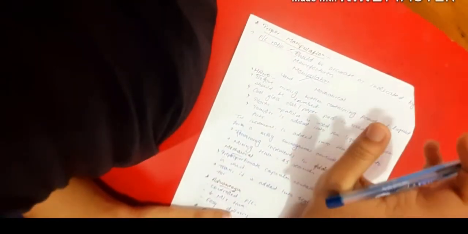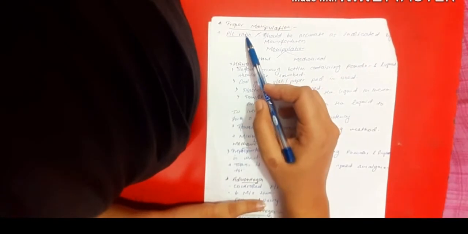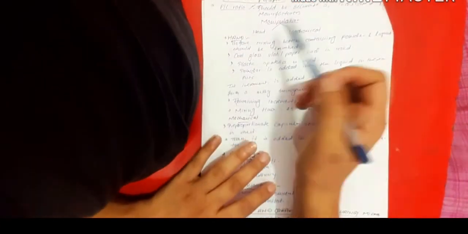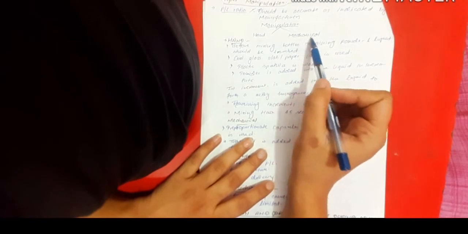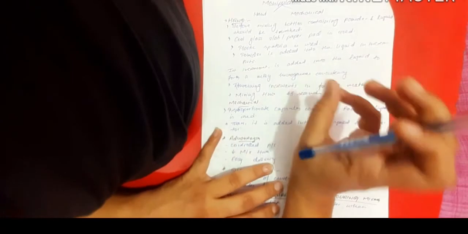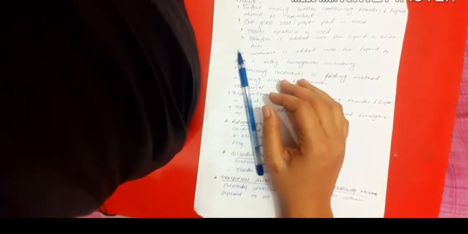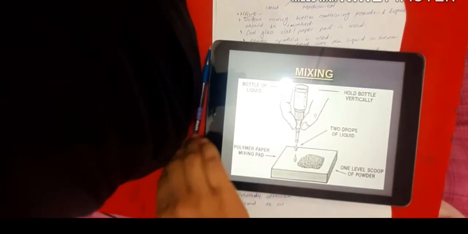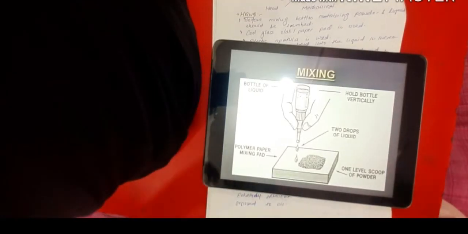Now the second rule of manipulation is proper manipulation. For proper manipulation, we will always have to maintain the powder liquid ratio. The powder liquid ratio should be accurate as indicated by the manufacturers. The manipulation can be done by hand or by a mechanical process. By hand, before mixing, bottles containing powder and liquid should be tumbled. Now a cool glass slab, I'll show you how to do this. This is something you really need to know, so I'm showing you the diagram.